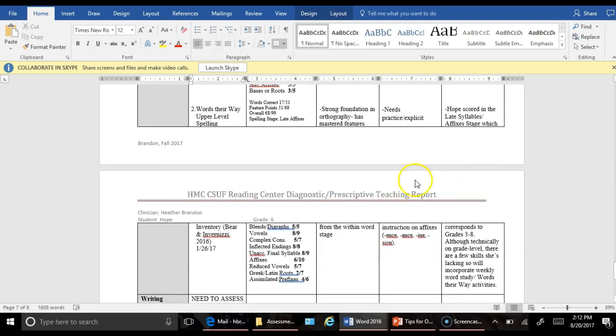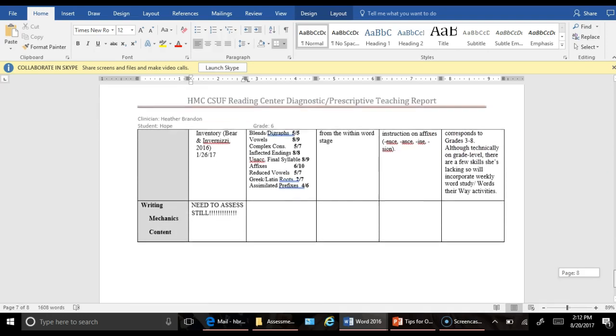So then I did that, and I definitely found affixes. So here is where there's a definite need. Even in complex consonants, D, G, E, K, N, needed some help there. So this really gave me more information for instruction. And although by scoring in the late affixes stage, she is on grade level, I want her to do better in this area. So I'm definitely going to incorporate some more word study focus.